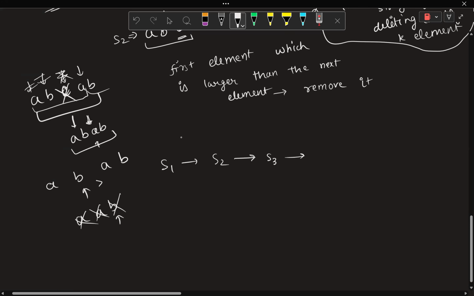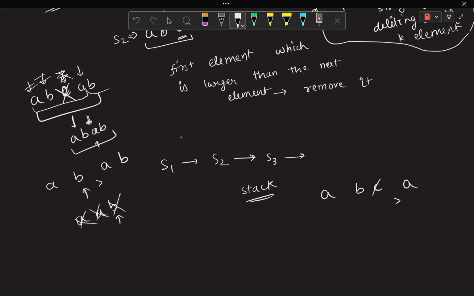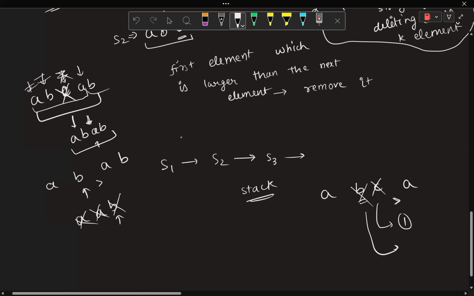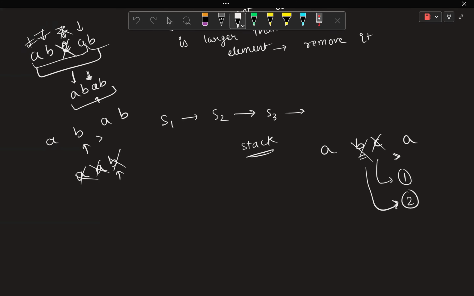The basic idea is that you can use a stack to maintain the stuff. You will push stuff like A, B, C. Then when you try to push A, you see that A is smaller than the last element. So you will pop it out and you will see that this would be removed first. Then you will see that hey, A is still smaller than B, which is the top element of the stack. So this B would also be removed, and it would be given the index 2, that it would be removed at position 2. Now you see that A is not smaller than A, so this would not be removed.